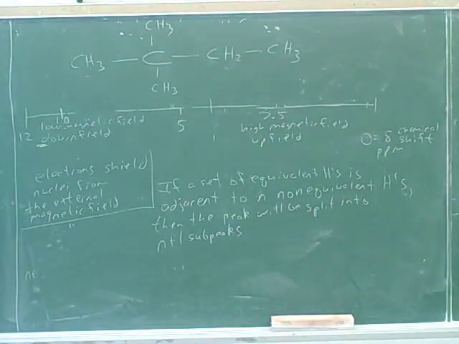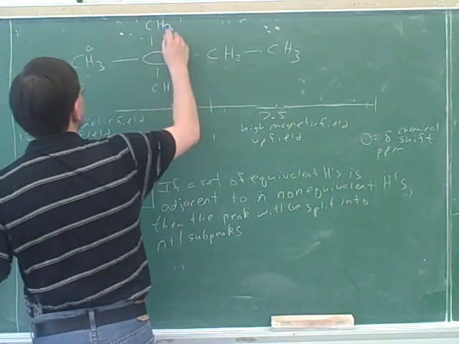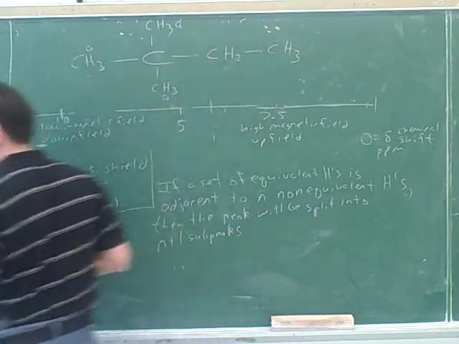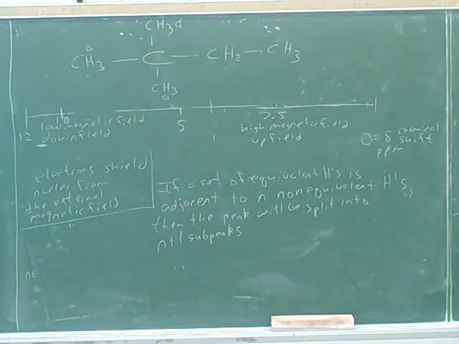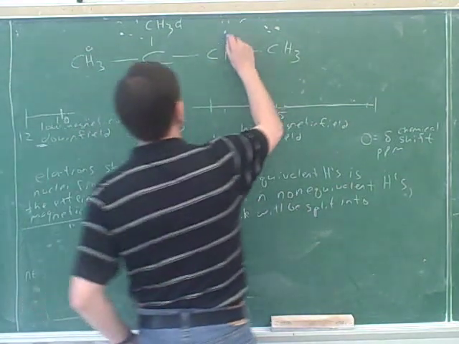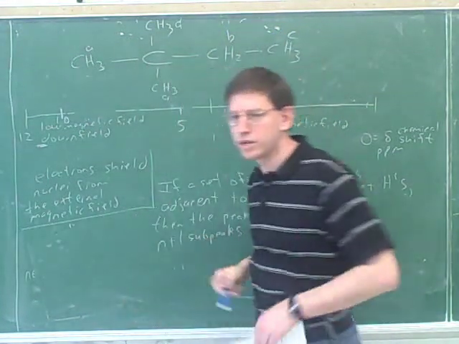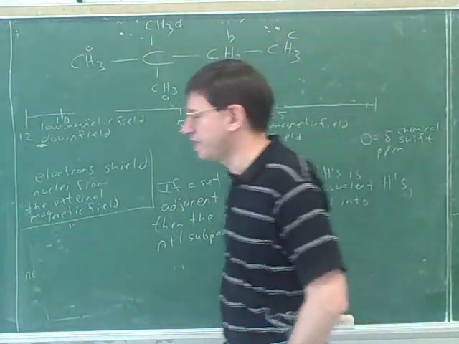How many peaks here? Okay, so the three methyl groups attached to carbon are all going to be A. So there'll be 3 peaks. Good. Now let's think about the splitting.